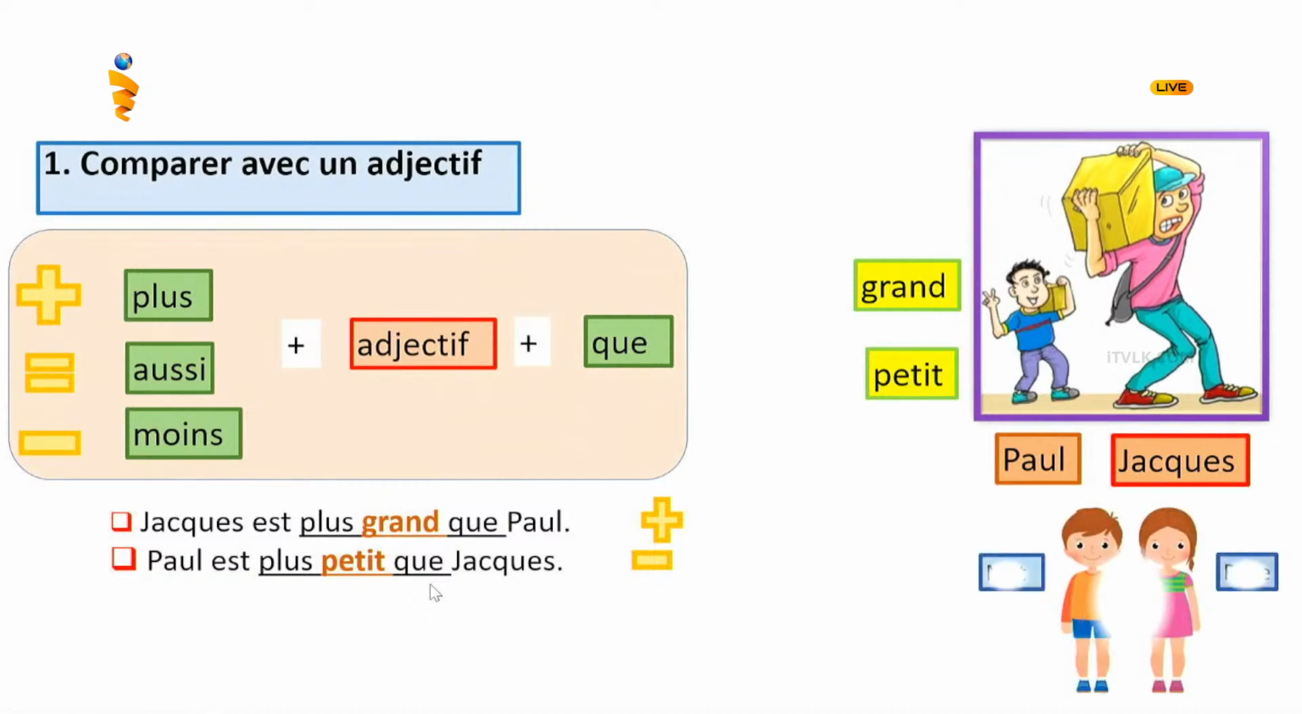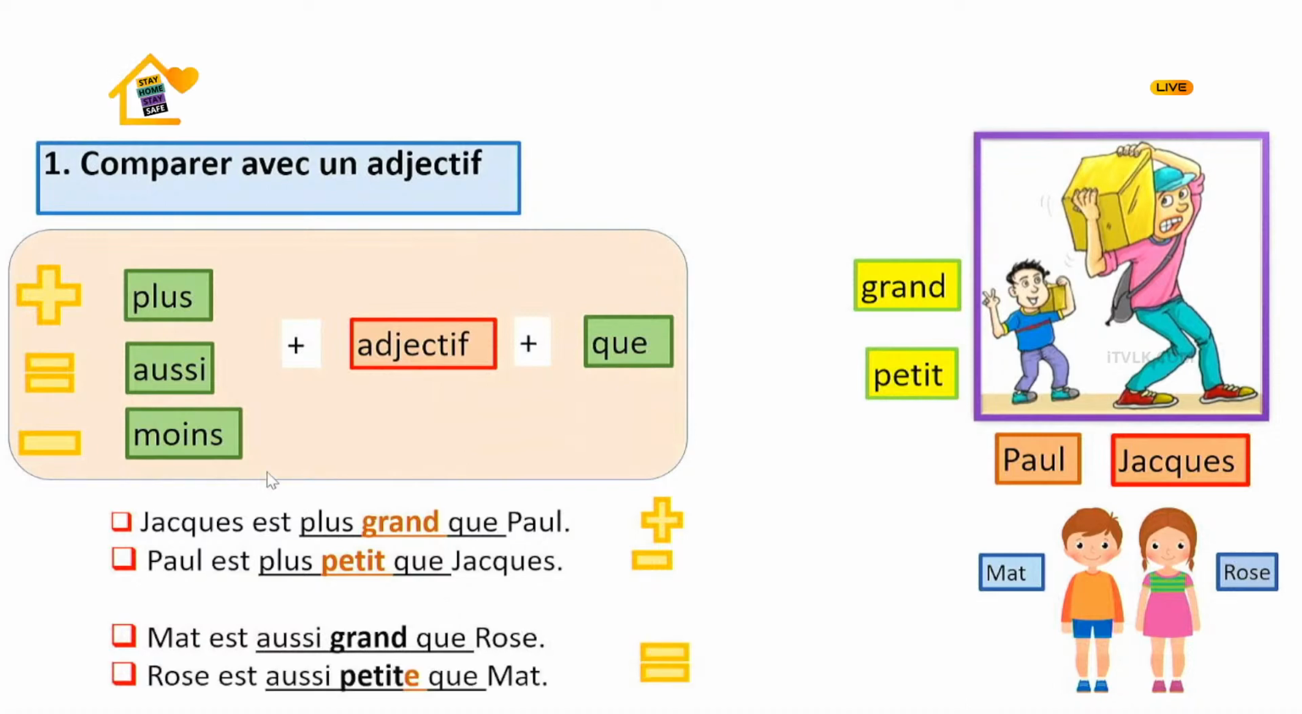Then, look at this picture. There you have Matt and Rose. We'll compare these two kids as well. Matt est aussi grand que Rose. We are talking about the equality, equal heights. Rose est aussi petite que Matt.